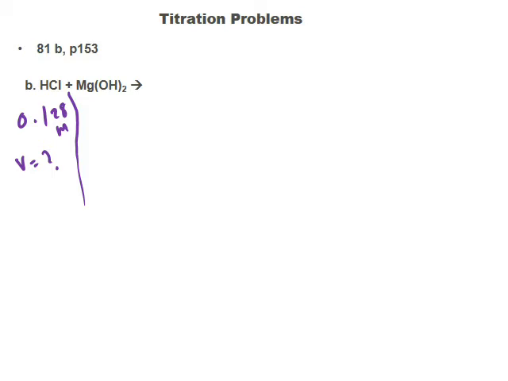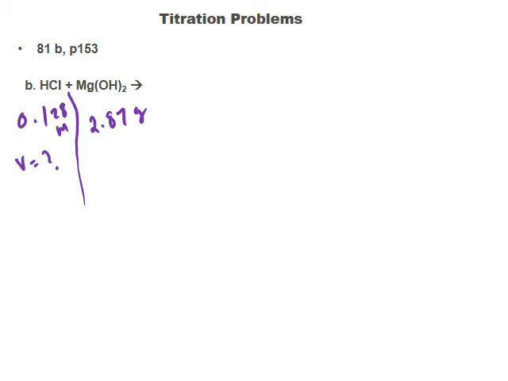What volume of 0.128 molar HCl is needed to neutralize 2.87 gram Mg(OH)2? So obviously we need to write down the reaction between these two compounds. HCl is an acid, Mg(OH)2 is the base, and first you need to write down the products, and then you need to balance the reaction before you do the problem.